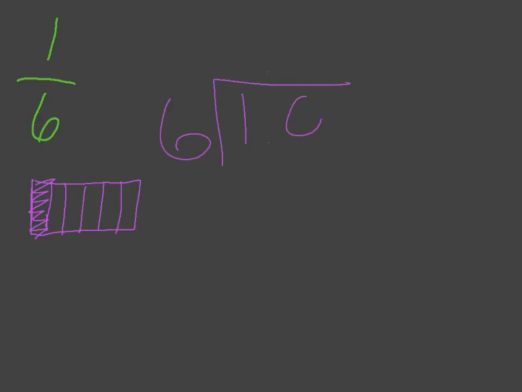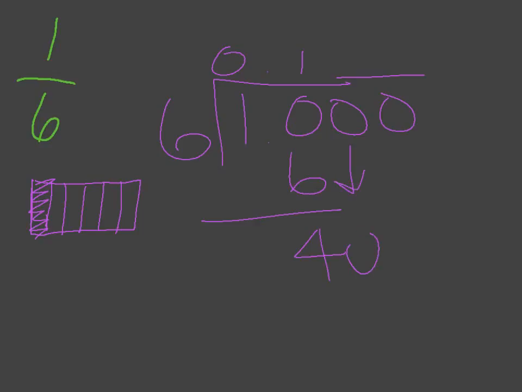I could draw a picture and divide it into 6 equal parts. 1/6 filled in doesn't look like a whole lot. It's kind of hard to judge, so I'm going to divide 1 by 6, put my decimal and my extra zeros. 6 goes into 1, 0 times. 6 into 10 is 1 time. 6 times 1 is 6. 10 minus 6 is 4. I bring down a 0.